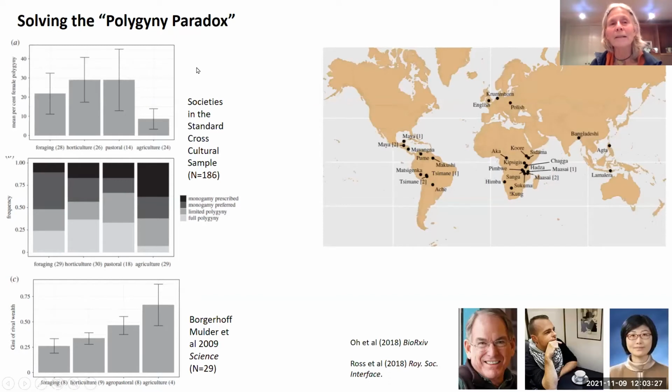So now moving to our recent work, what I've done together with Sam Bowles, Cody Ross and Xiangyong Oh, is basically use the polygyny threshold model to make predictions about how polygynous these 29 different societies across the world should be, given that we have data in each of these populations on the distribution of male wealth, of how wealthy these men are and how that wealth is distributed.